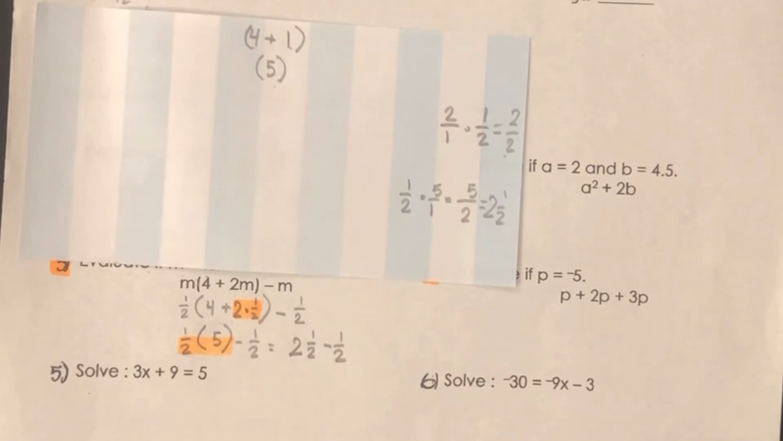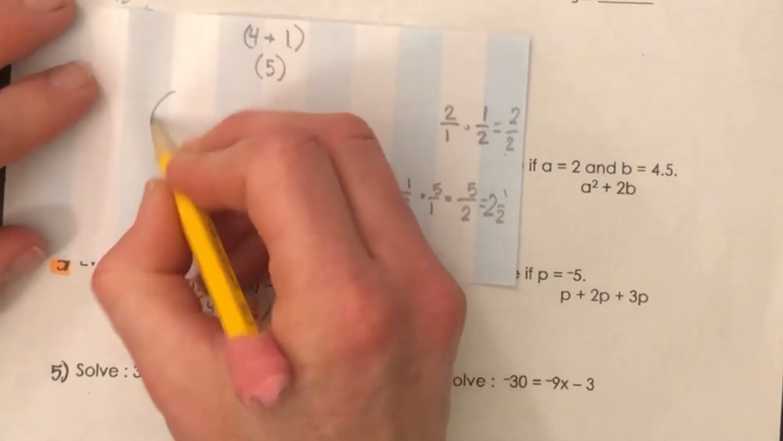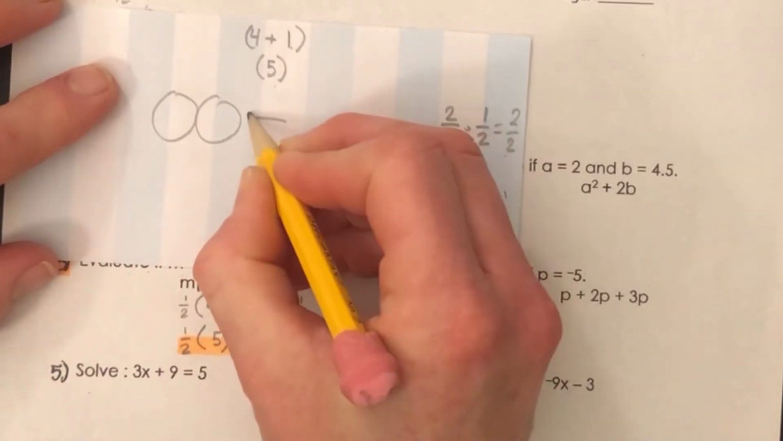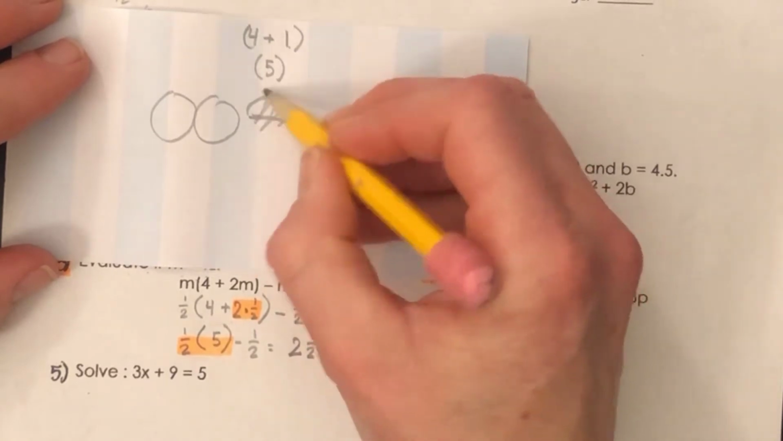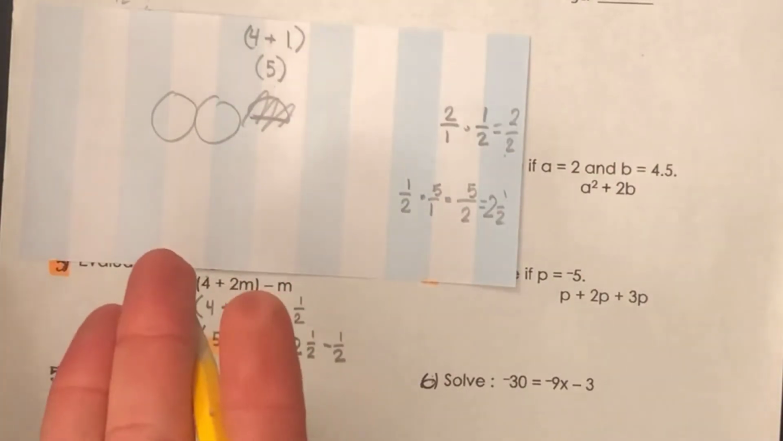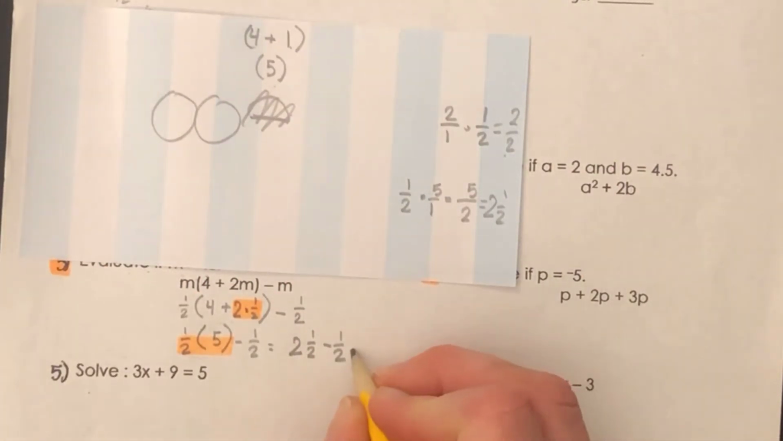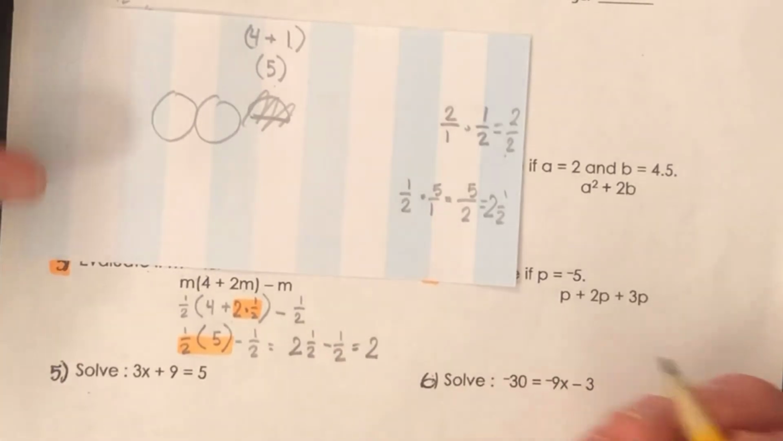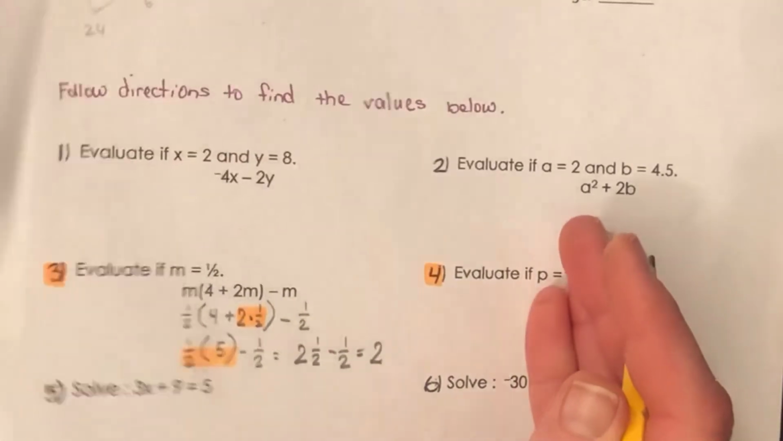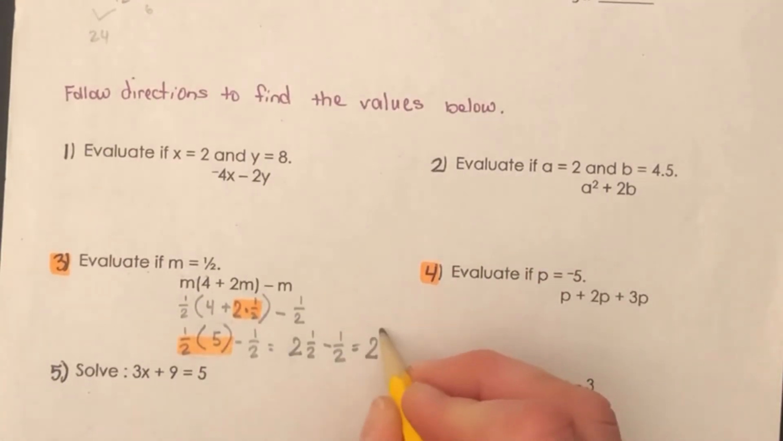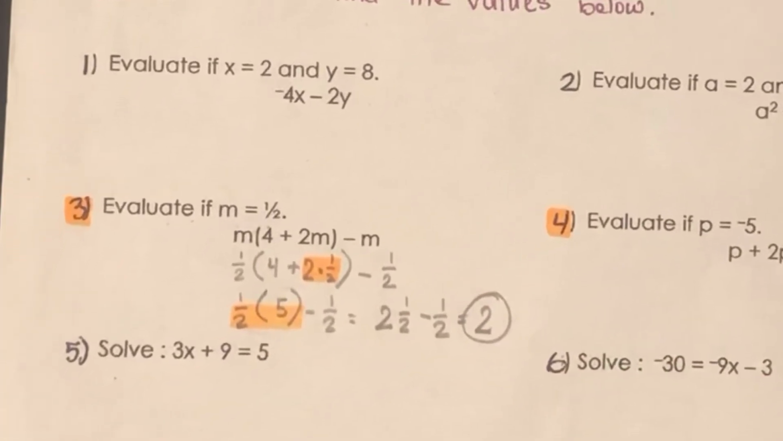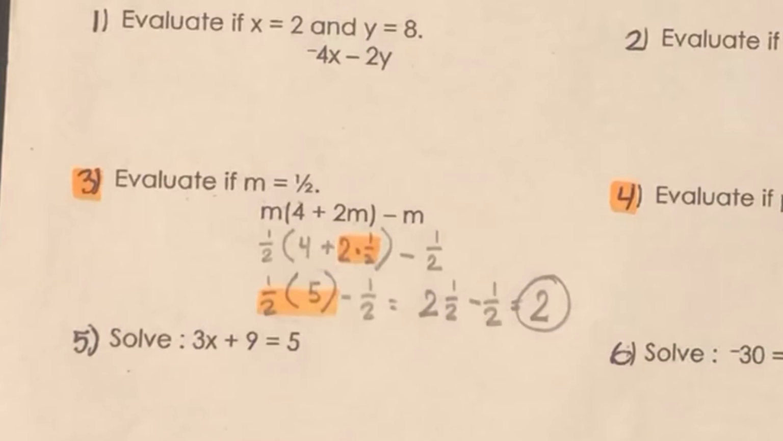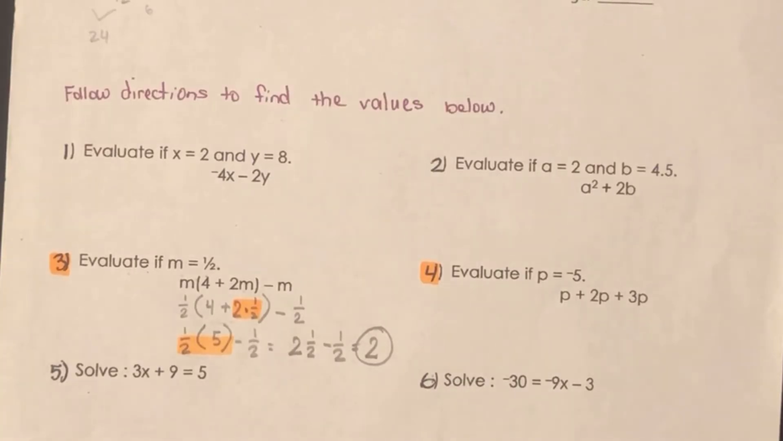All right. You can do that, right? If I have 2.5 and I take away 1/2, I'm left with 2. That gives me 2. The answer to number 3 is 2. That's the value.